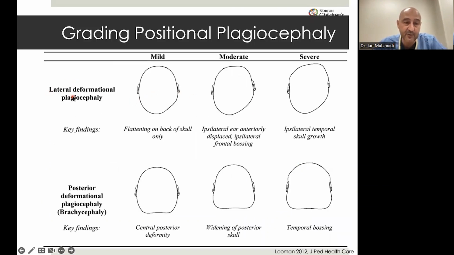So for lateral versus posterior deformational plagiocephaly. For lateral, a mild is just flattening on the back of the skull. Moderate is the ear has been pushed forward ipsilaterally. And a severe is there's ipsilateral frontal bossing. For posterior deformational plagiocephaly, it's just flattening in back for mild. There's widening of the parietal diameter if it's moderate, and there's widening of the parietal and temporal regions if it is severe.